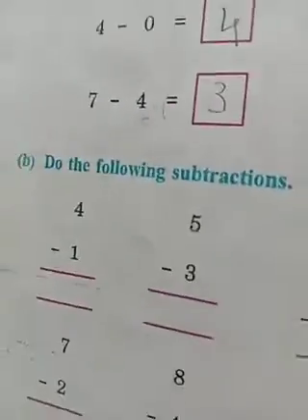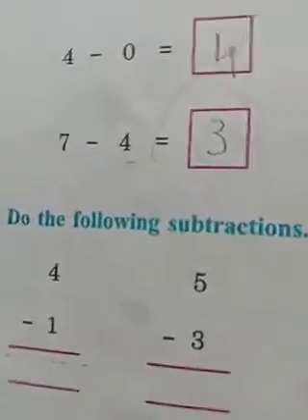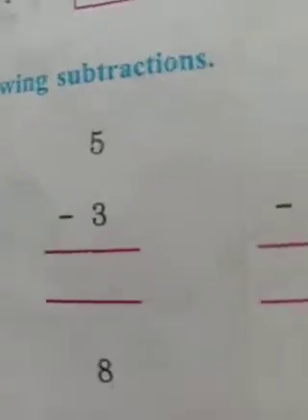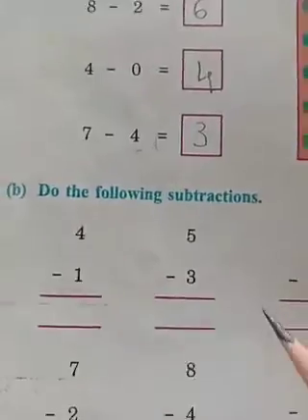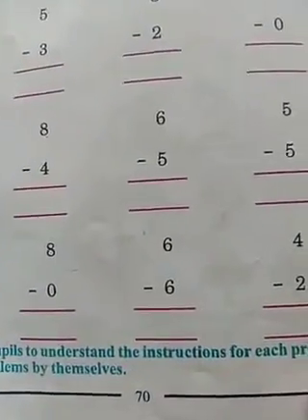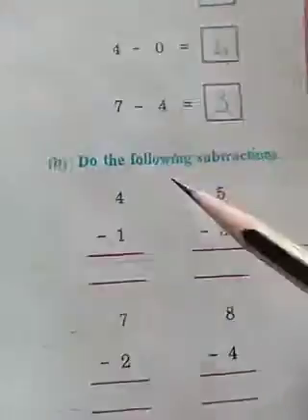Take out your textbook, children. Subtractions. In the previous class, class 2, we already learned this. Page number 70. Take out your page number 70, children. See here.